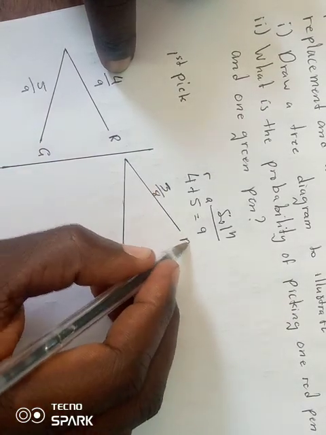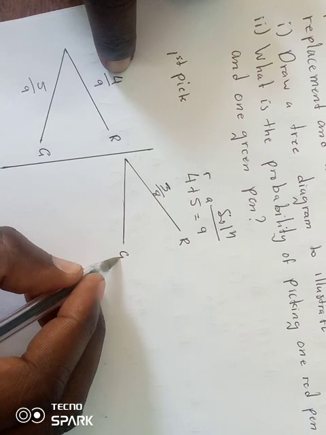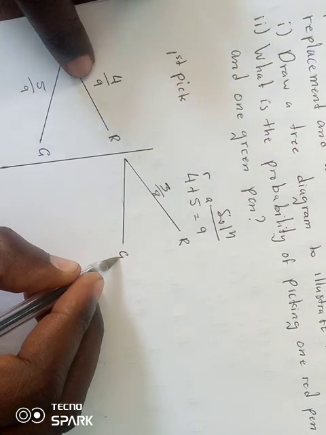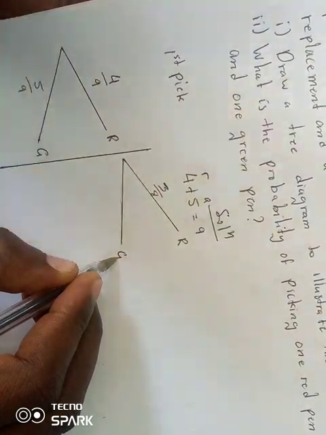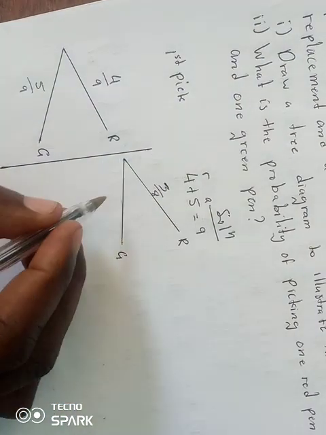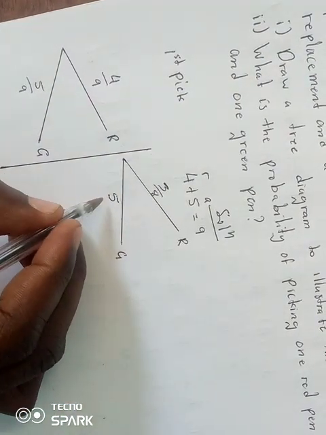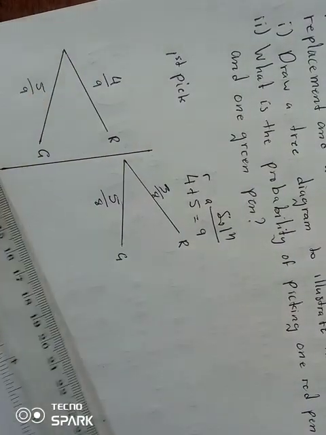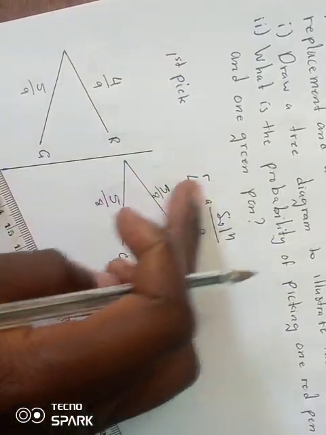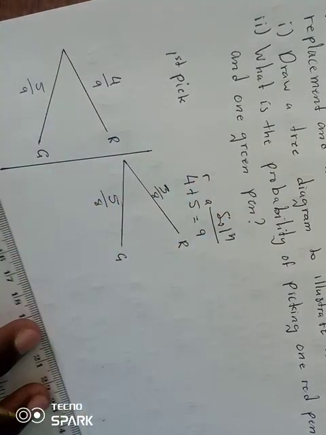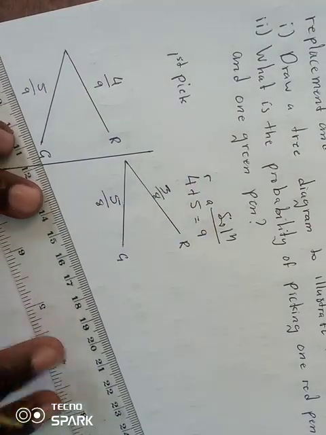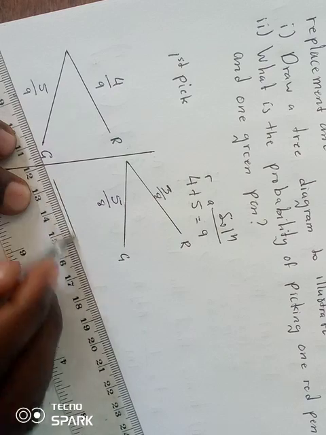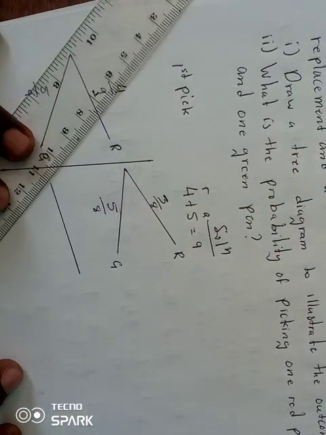So this is red, this is green. And then in the green, we haven't picked any green pen. So that will be 5 over 8. So this is the second pick.